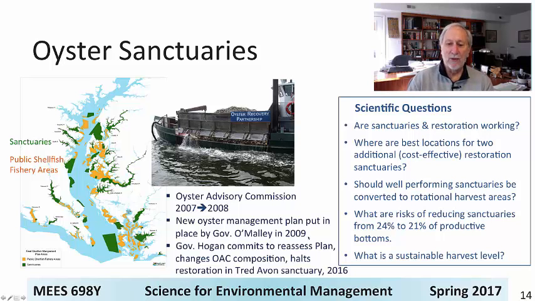The plan was put in place in 2009, in which we had designated for the first time some very large areas of sanctuaries that would have no harvest and that we'd do restoration activities in. When Governor Hogan was elected, with a lot of support from watermen in rural parts of the state, he committed to reassess the plan, and he then just last year changed the composition of the Oyster Advisory Commission, which quite frankly O'Malley had stacked more into the conservation science end, and now half or more of them are associated with watermen or harvest interests.